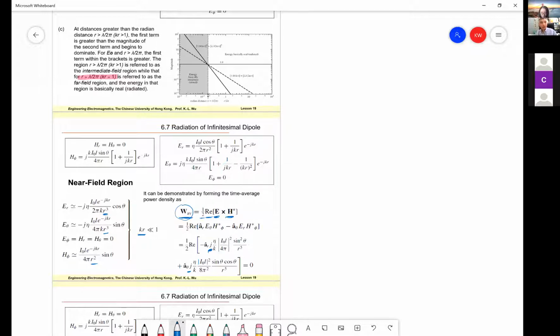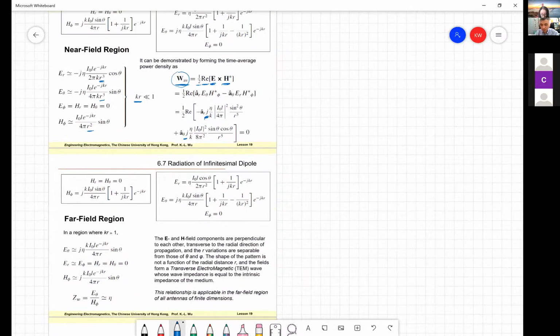That means the electromagnetic field is bound to the antenna. You don't have power that you can transfer. All the energy is stored energy. Then where is the energy that you can find?